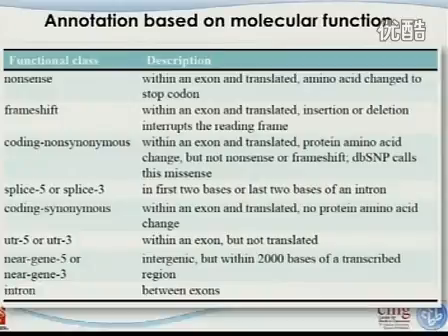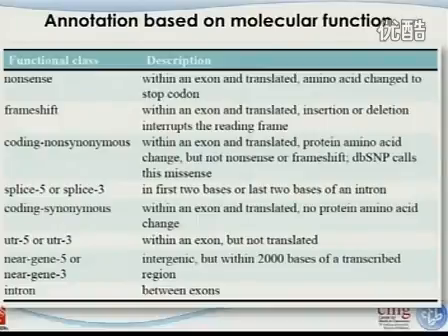Let's go through the different types of variations. The first category is the nonsense variation, which is within an exon and the translated amino acid changes to a stop codon. This really causes a huge problem. If one gene is transcribed and then translated, and one variation causes one amino acid substitution, that is generally okay. But if it becomes a stop codon, you are running into a big problem, because a big chunk of the gene no longer exists in your final protein product.